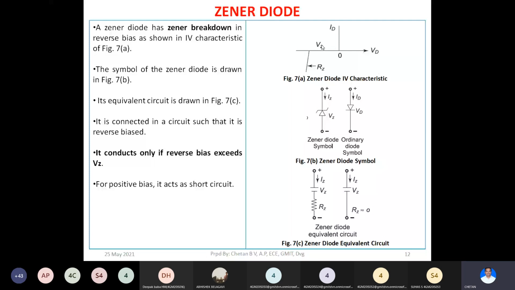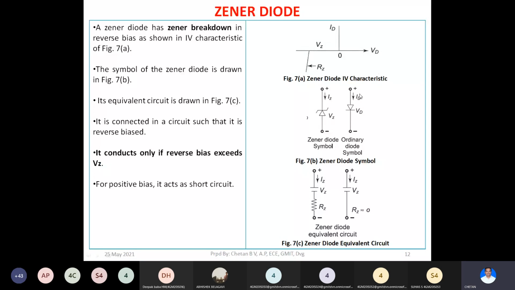Next, figure 7b shows Zener diode symbol. Here not only Zener diode symbol, we have also the ordinary diode or the normal PN junction diode symbol. In case of ordinary diode, we have a triangle followed by a straight vertical line, right? So you can see this line and a triangle.